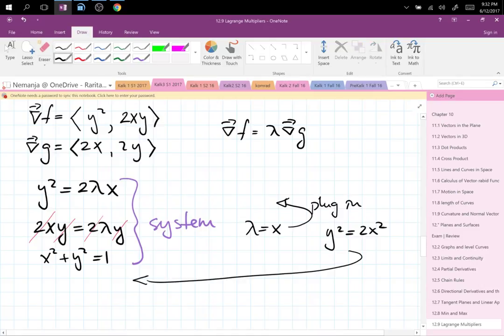So now plug in. x squared plus 2x squared is equal to 1. From where 3x squared is equal to 1. From where x squared is equal to 1/3. So x is plus or minus root 3 over 3.